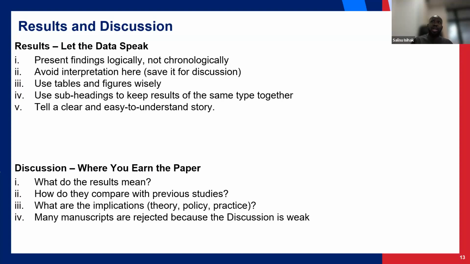And also, just like many other parts, many manuscripts get rejected because there is no proper discussion on the implication of the result, or what did you see? What did you find? The so what of the data, the result that you have, which is the discussion. The so what, if it is not very tight, you cannot really find a new knowledge or new implications, then your paper gets rejected.